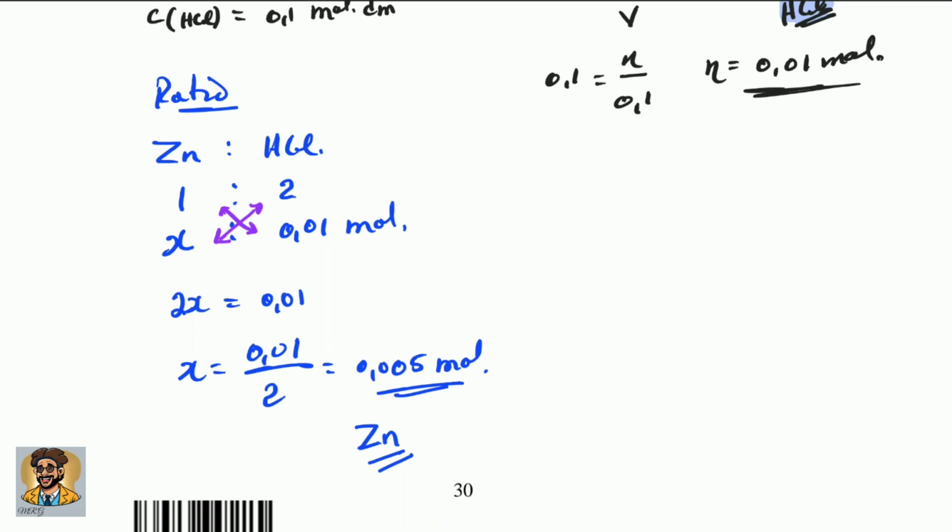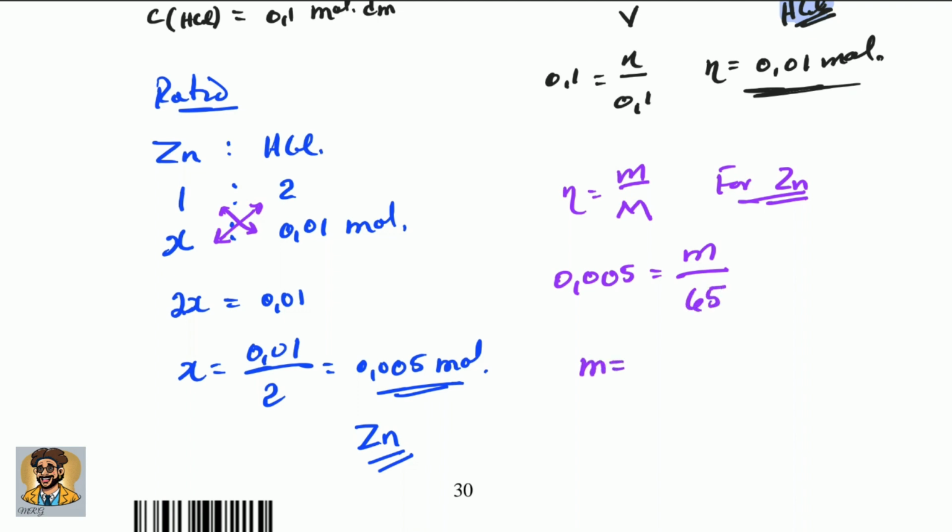Using this, we can now know the mass of zinc in there. So number of moles is equal to mass divided by molar mass. This is for zinc. The number of moles is 0.005, and we are looking for the mass. The molar mass of zinc, you go to the periodic table, guys, is 65, and then the mass is going to be equal to 0.325 gram. This is the mass of zinc that was used during the reaction.